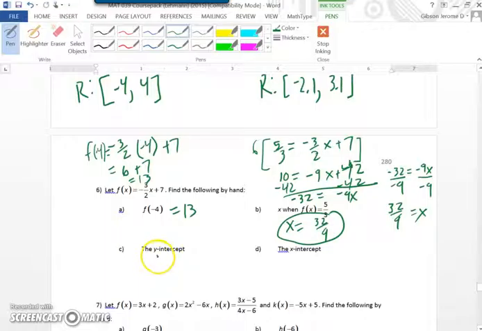Now for C, they want the y-intercept. Isn't this already in slope-intercept form? Since it's in slope-intercept form, we know 7 is the y-intercept. So we will write it as an ordered pair as 0, 7.